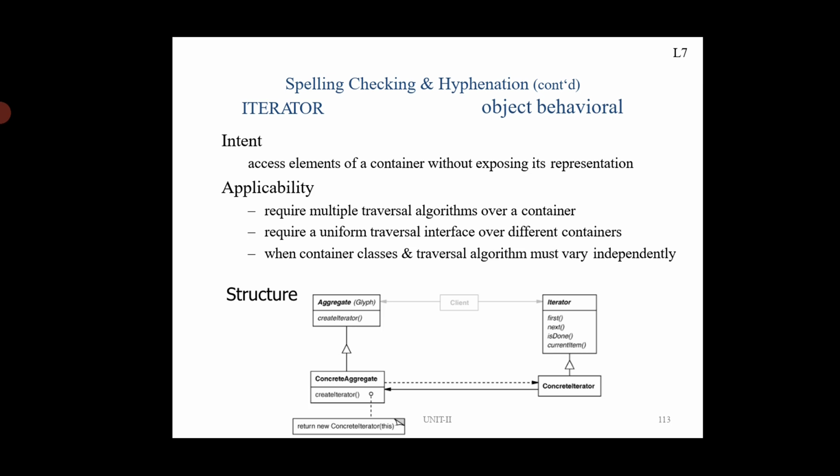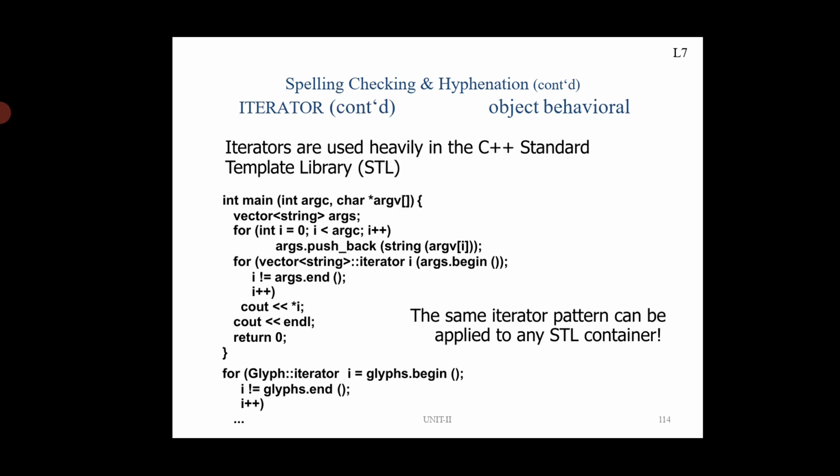This is the relationship between the aggregate glyph and the iterator. The iterator's main methods are first, next, and is done, checking whether this is the correct item or not. Okay, this is the structure, a graphical representation of how the classes are related to one another. And coming to the sample code, how the iterator pattern can be applied to any STL container. STL means the Standard Template Library, the template framework library, and how its containers can apply the iterator pattern.